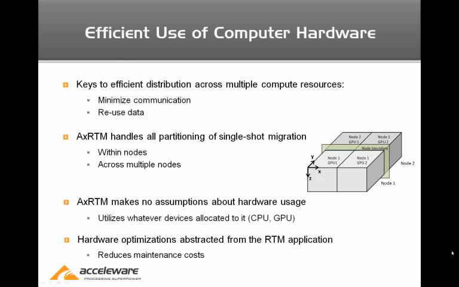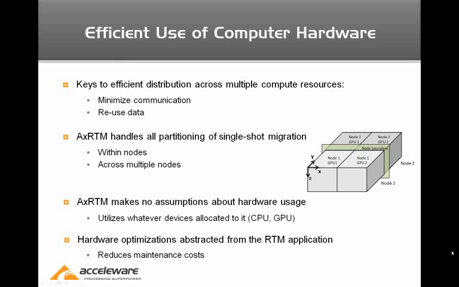So let's look in a little bit more detail at hardware optimization. Well, of course, a typical RTM job has to be split across multiple compute resources. And the key to doing this efficiently is to minimize communication and to reuse data as much as possible. Now, parallelization across multiple shots is a relatively simple task. The much harder task is to distribute a single shot migration across compute resources. Now, AXRTM handles all of that, so it'll take care of partitioning a single shot migration both within a single node and across multiple nodes if necessary.